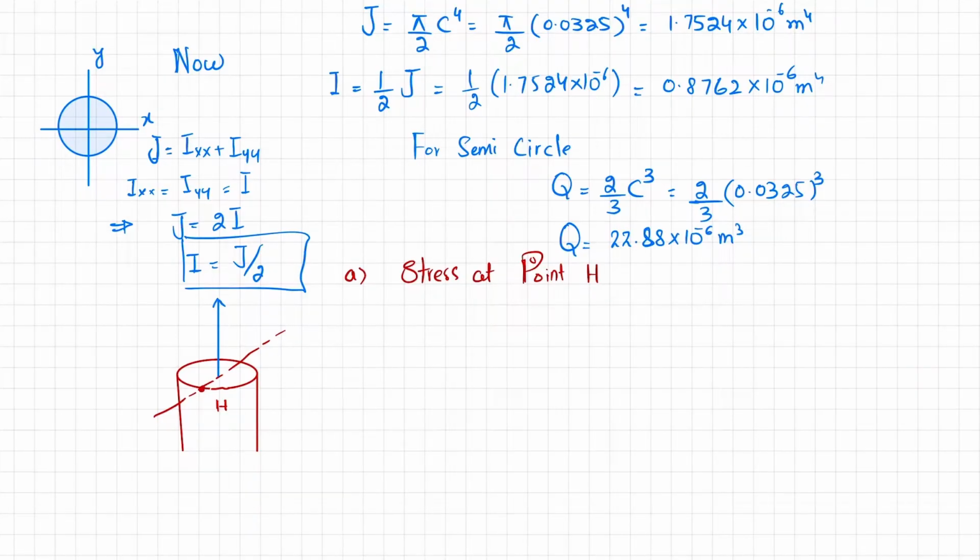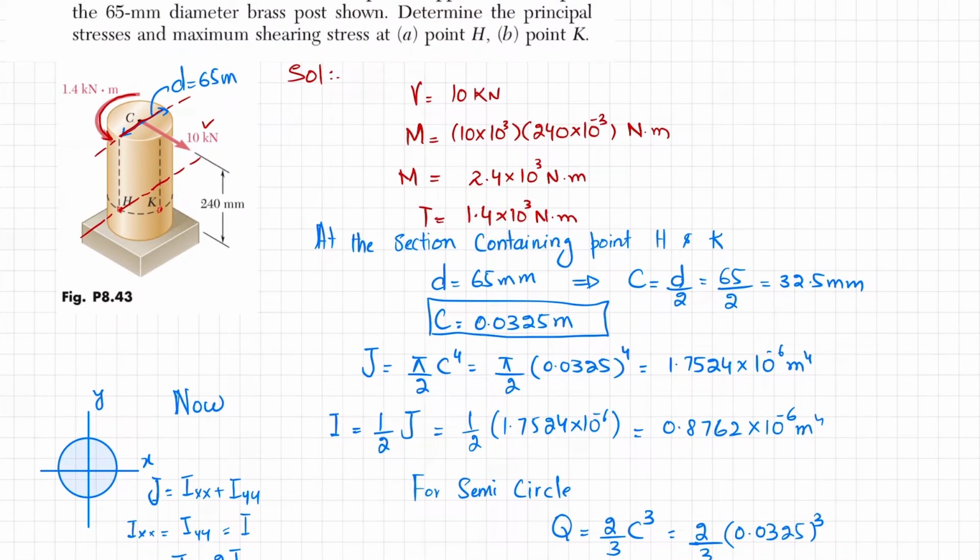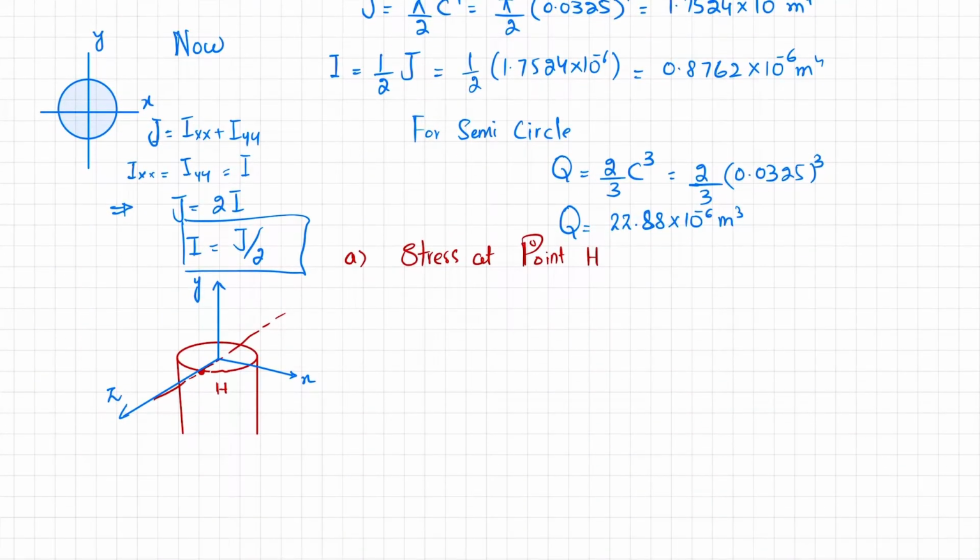This is your x-axis, and this is your z-axis, y, x and z. Okay, so at this point C, we have 10 kilonewton force. So that is here, 10 kilonewton force.